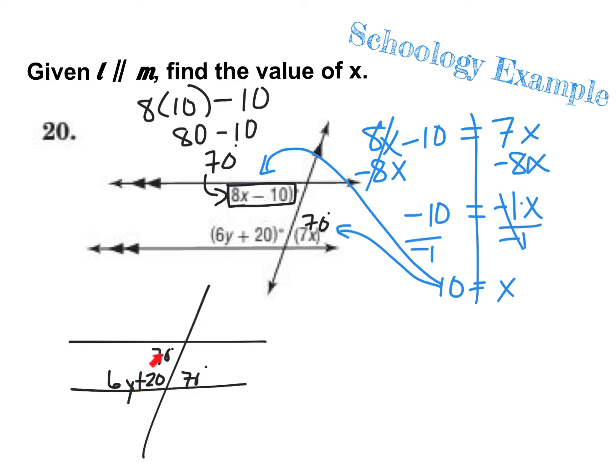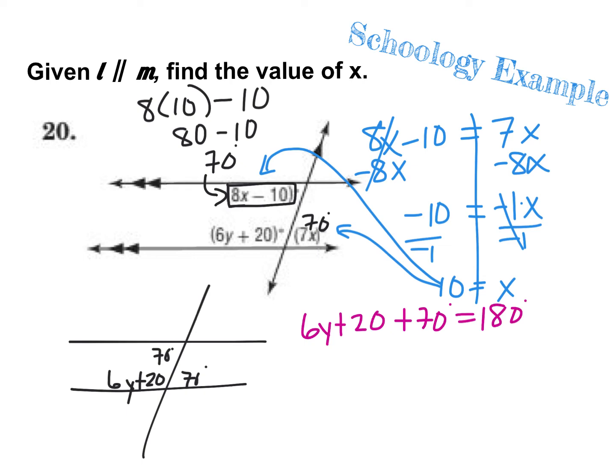These two angles are consecutive interior angles. So if I'm looking at these two right here, together they should add up to 180 degrees. And I can set up my equation like that. I can say 6y plus 20 plus the other angle should equal 180 degrees.